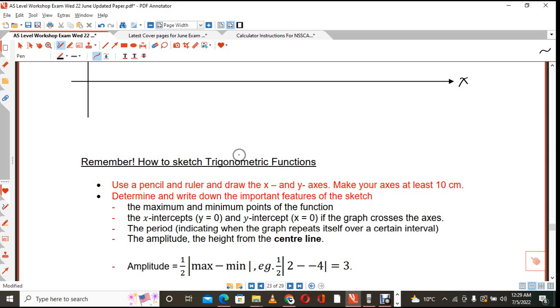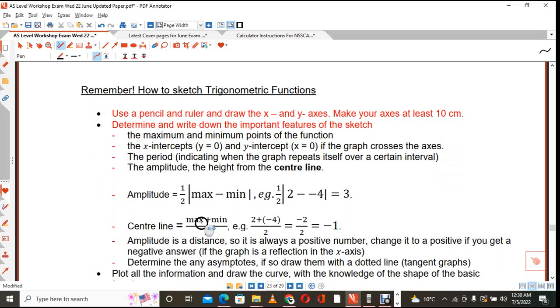There is only one y-intercept of the graph. Sometimes the graph may not intersect at the x-axis, like you will see with this graph, for example. And the period, like what I did when I calculated the other graph, the previous question. Then the amplitude, the height from the center line. The amplitude, I gave you the formula here, the absolute value of the maximum minus the minimum, half of it.